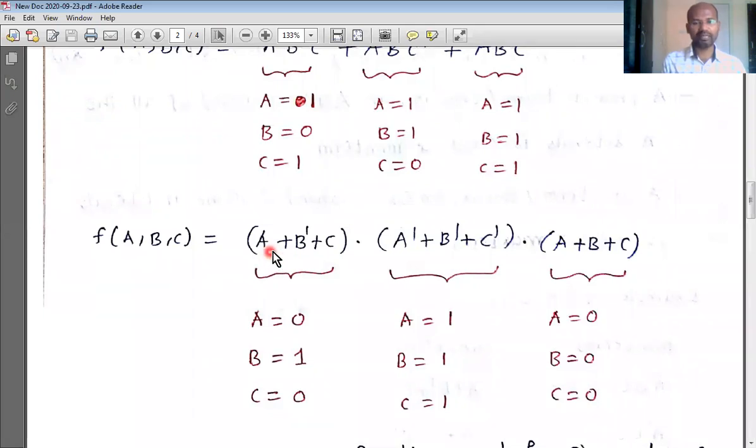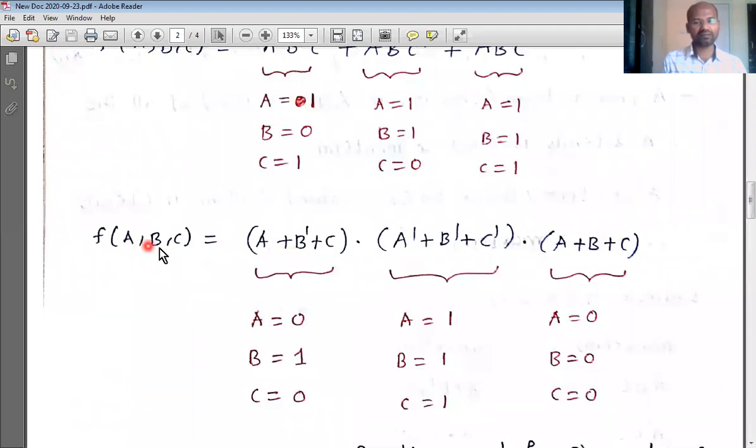Let's see, is it satisfying the definition of a max term? A max term should be a sum term. Is it a sum term? Yes, a plus b plus c, something like this. So the first criteria for a term to be a max term is that the term should be a sum term. Is it a sum term? Yes, it is a sum term. And the second criteria says that the sum term should contain all the literals. Is it containing all the literals?